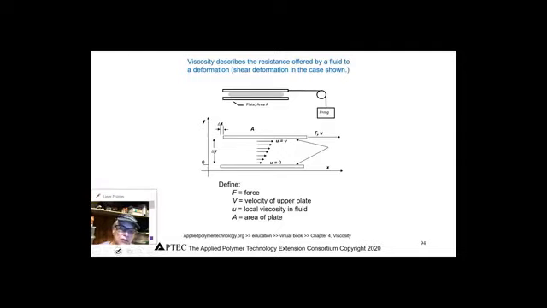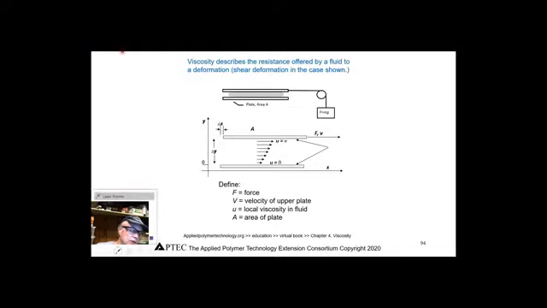There is a flow profile in here. We introduced gamma dot as d gamma dt, where gamma was delta y over delta x. Okay, fine, same thing is holding here. But you could also look at it as a velocity profile.